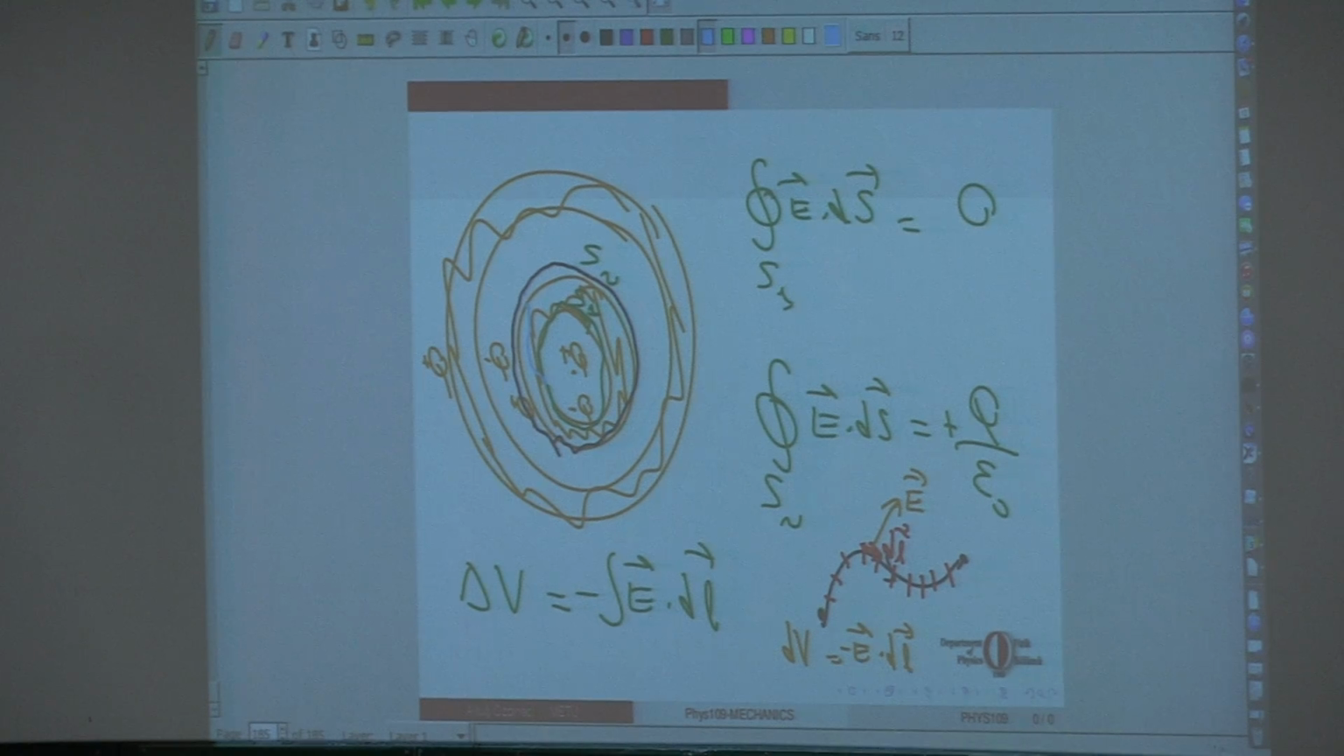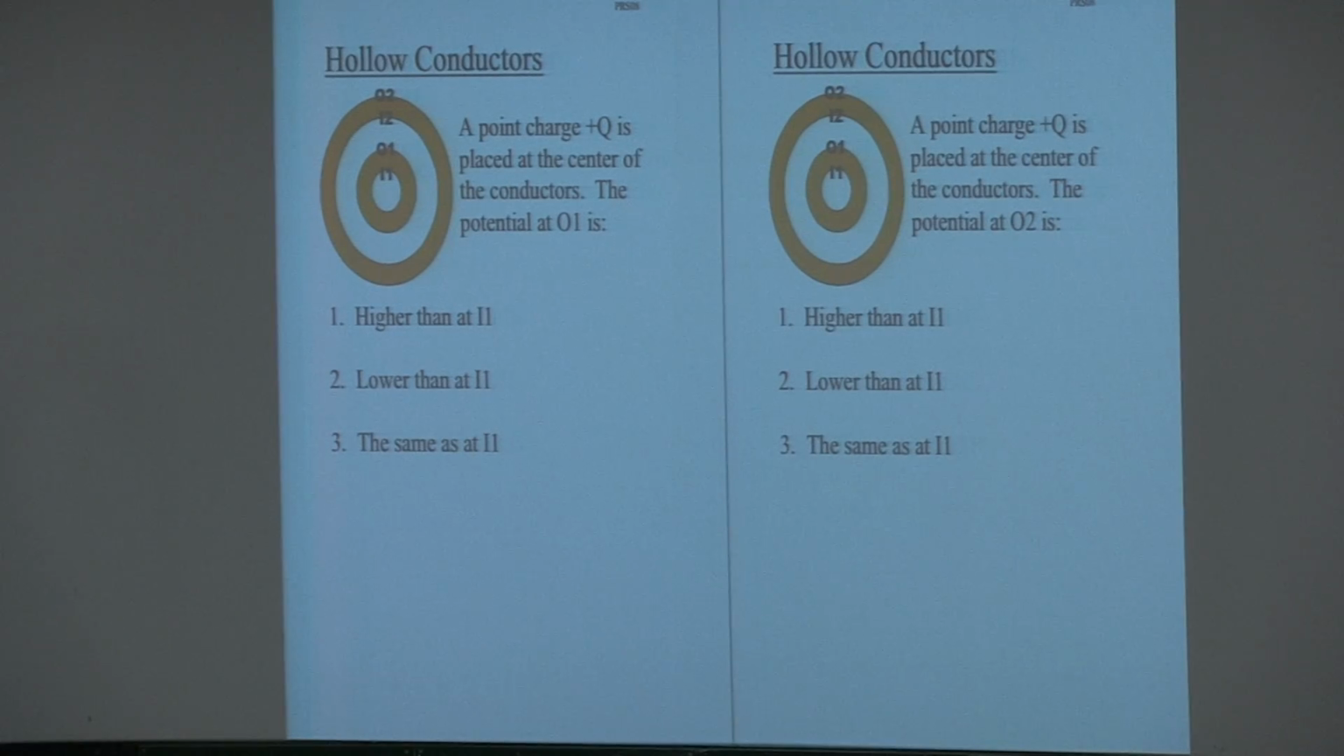And as we have discussed in electrostatics, inside conductors, the electric field should be 0 everywhere. Electric field is 0 along this path. So E is 0, E dot dl will be 0. Minus 0 is 0. So the potential difference along this path will be 0. Since the potential difference is 0, any point on this path will have the same potential. So the potential at O1 will be the same as the potential at I1. Now, does this mean you are convinced the answer is C? Okay.